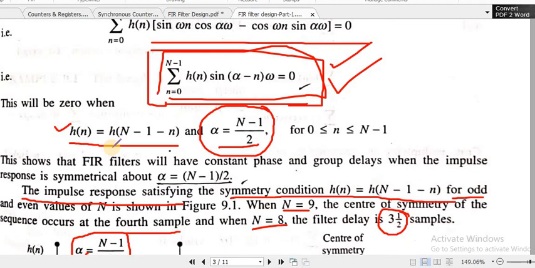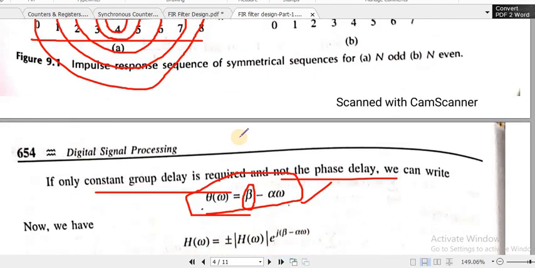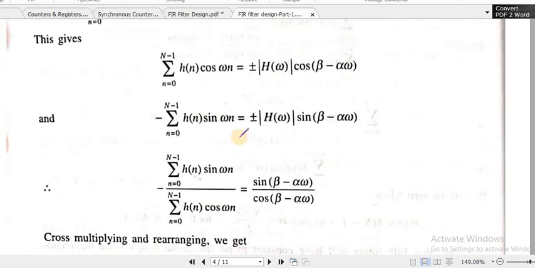So the conclusion of this discussion is that this FIR filter will be a linear phase system, and if it is linear phase, then its impulse response is obviously symmetric or antisymmetric, and the length of the filter can be even or odd. Depending on these combinations, we have a total of 4 kinds of filters: symmetric even, symmetric odd, antisymmetric even, and antisymmetric odd.